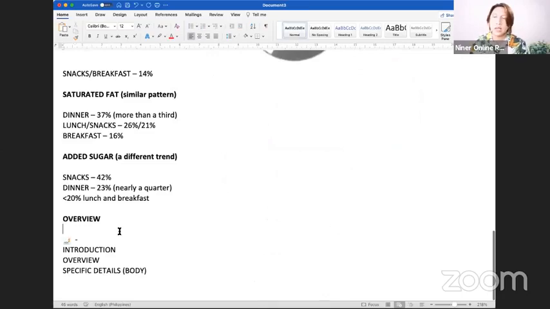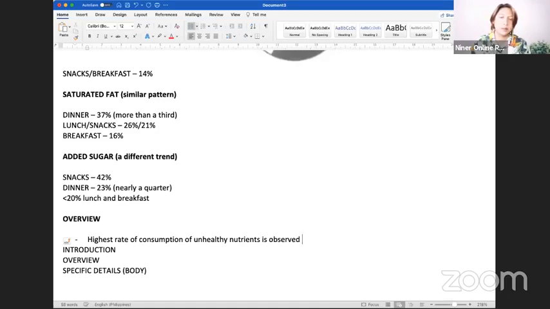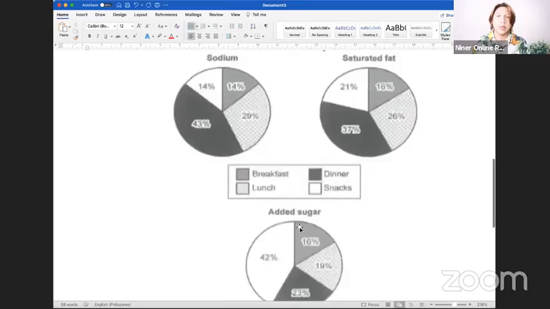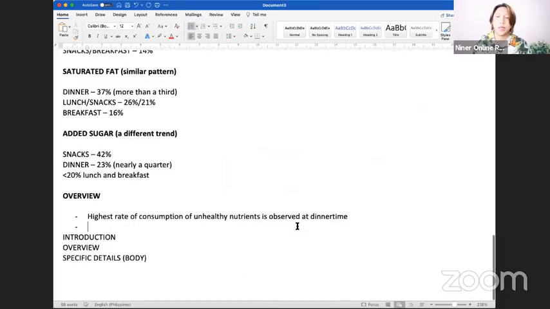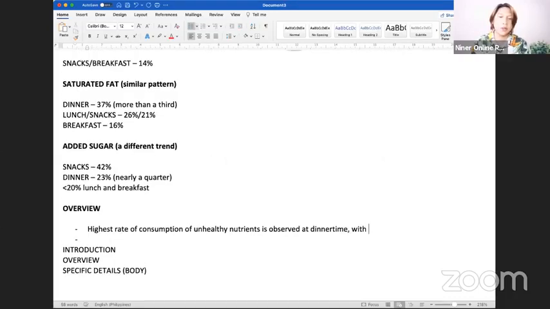So we can write that. Highest rate of consumption of unhealthy nutrients is observed during dinner time. Meanwhile, what can you observe? What else apart from that? With the exception of added sugars.